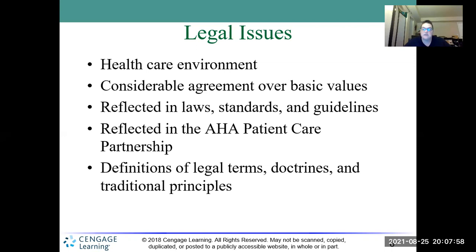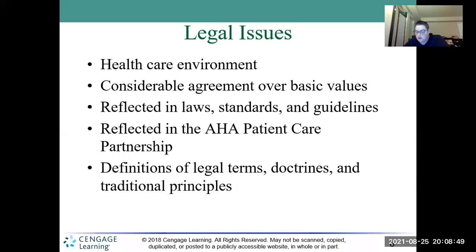But the general intent of healthcare legislation is, we have to always remember that it's the original founders of these standards of care is about patient care. And so that's all reflected in the AHA patient care partnership. So there's a ton of legal terms, doctrines, and principles. We'll go over a few of these in the book. If you look at it, I've highlighted a few in the book that I wanted to make sure that I covered, primarily because it could be things that you want to be familiar with.